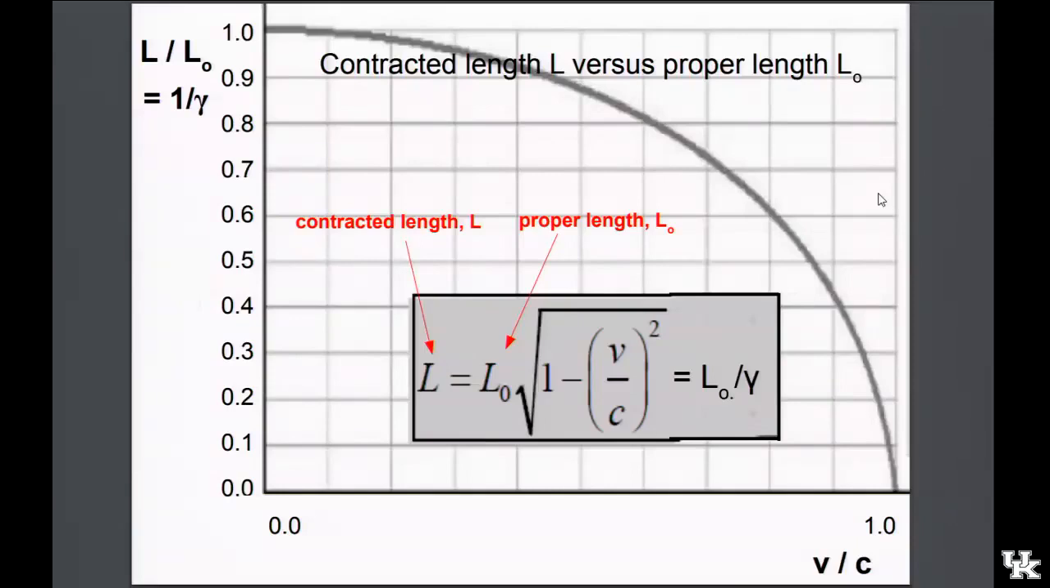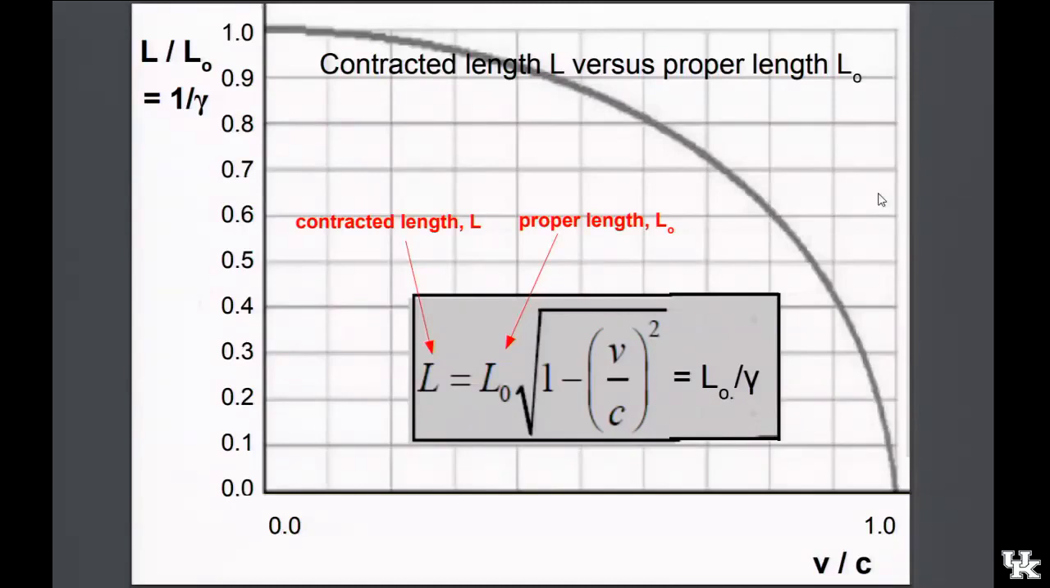Look, here at 98 or 99% of the speed of light, the length contraction effect is a factor of 10. The meter stick is 10 times shorter for the moving meter stick than the stationary meter stick. So it's a huge effect. It's a massive effect at speeds approaching the speed of light.